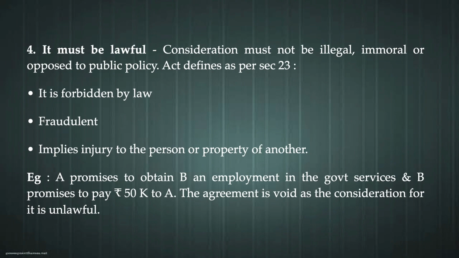Example, A promises to obtain for B an employment in the government services, and B promises to pay rupees 50,000 to A. The agreement is void as the consideration for it is unlawful. Can you observe here? A promises to obtain B an employment opportunity. Basically A is telling, I'll make sure you get a job in the government services, but provided you pay me rupees 50,000.